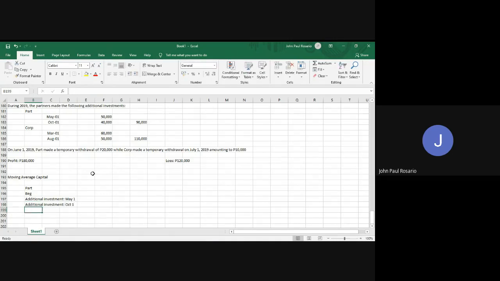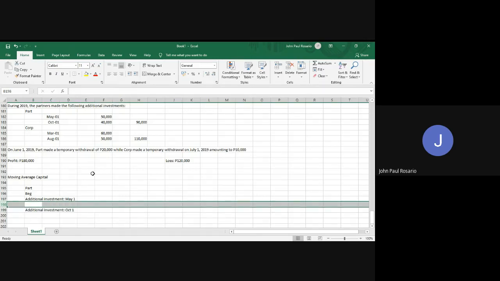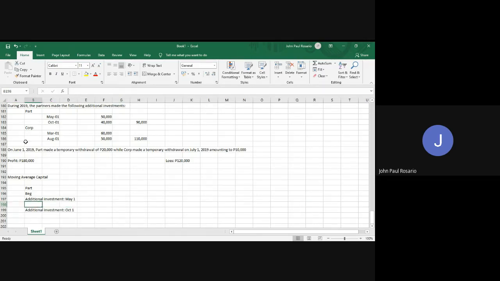Then there is a withdrawal on, one more. His withdrawal is June 1. This one. So, June withdrawal, or withdrawal, June 1. Okay. And then, there is the type, moving average.